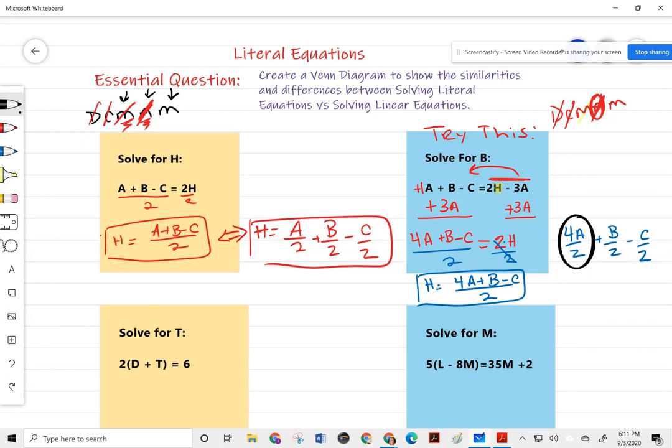One thing I want to point out to you is this actually can be reduced. 4a divided by 2 is actually 2a. So if you are to break them up, then that would actually be 2a plus b over 2 minus c over 2. So these are equivalent answers.